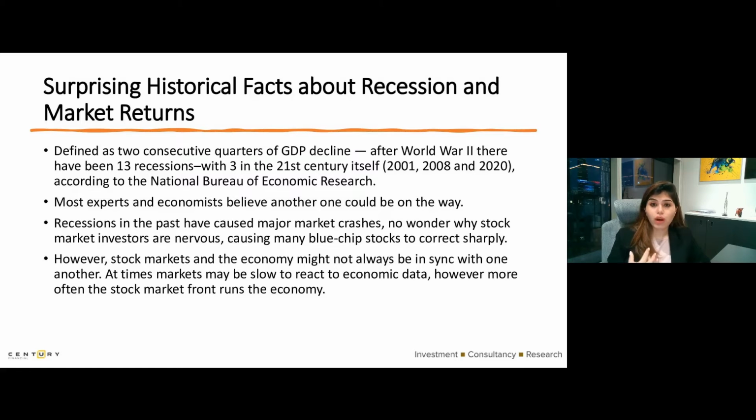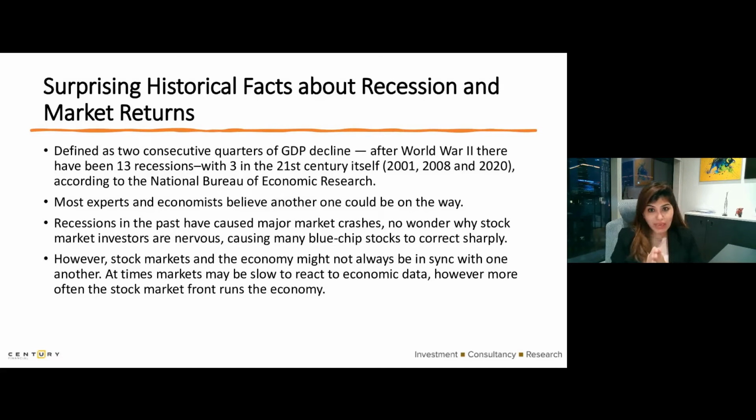Since World War Two, we've had 13 recessions, and three of them have been in the 21st century itself. That was in 2001, 2008, and 2020. Now, like I said, recession is basically defined as a period of 2 consecutive quarters of negative GDP.